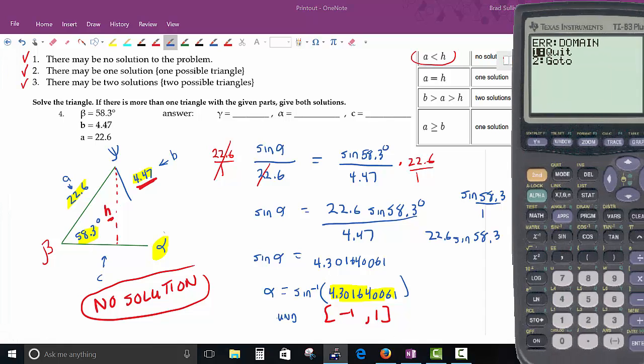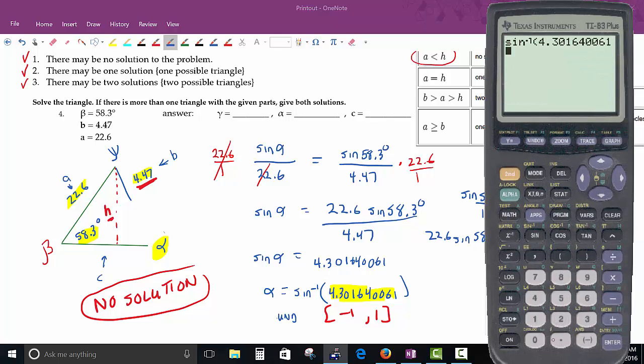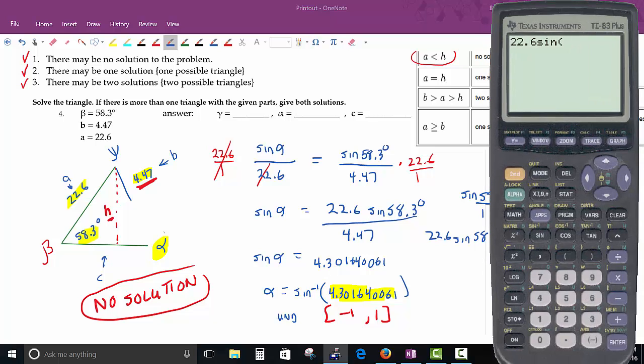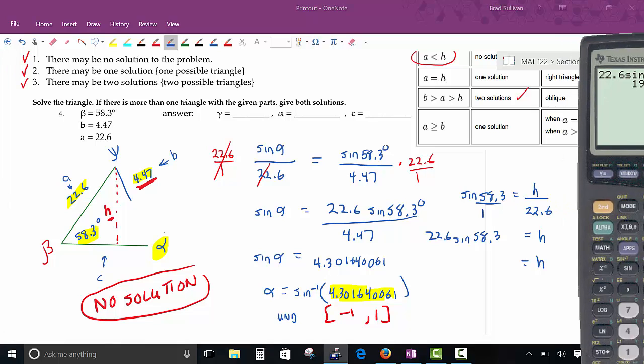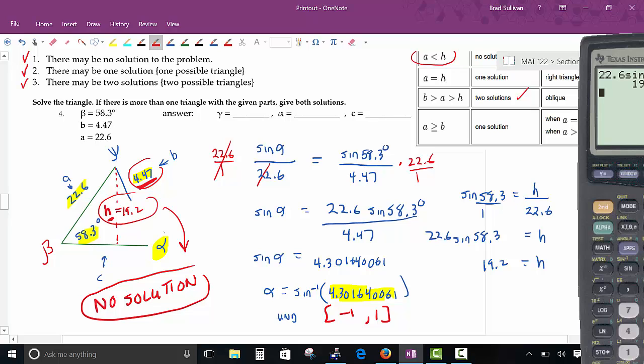So if I did 22.6 and multiplied that by the sine of 58.3, okay, I end up getting this. Okay, so the height of this triangle is about 19.2. So if you look at this, that height's about 19.2. See, B is smaller than H. That's why it has no solution.